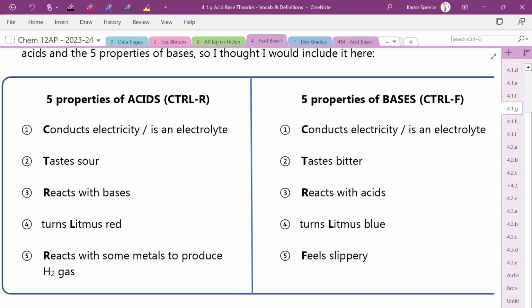So they both conduct electricity. Acids taste sour, bases taste bitter. That's CT. And then R, reacts with: acids react with bases, bases react with acids. L, litmus: acid turns litmus red, bases turn litmus blue. And then finally R, the one that they don't have in common: acids react with some metals to produce H2 gas, and bases feel slippery. Okay? Is good?